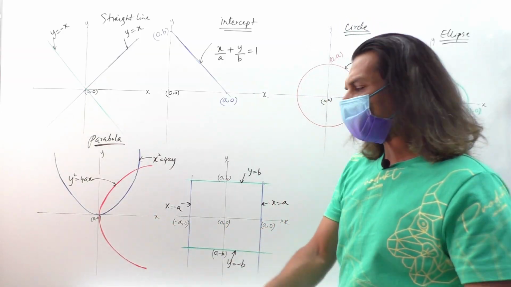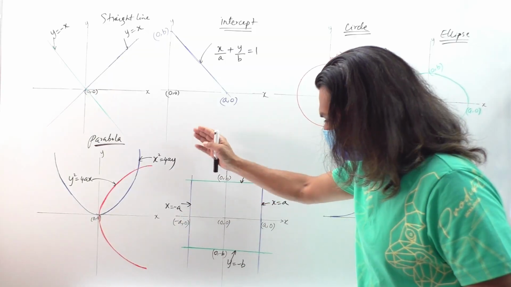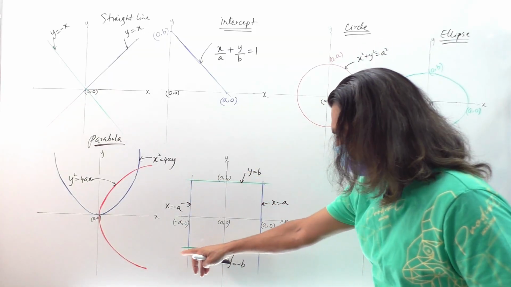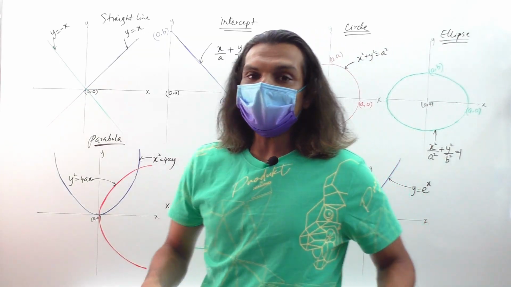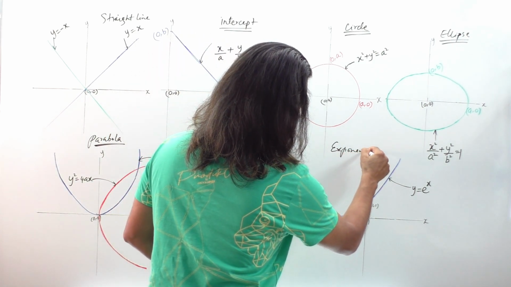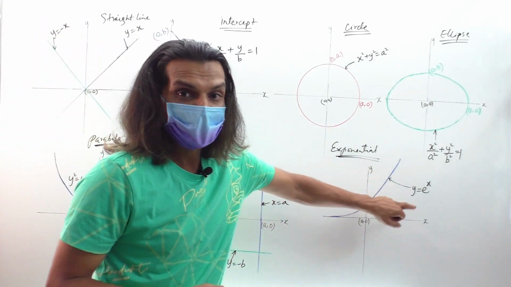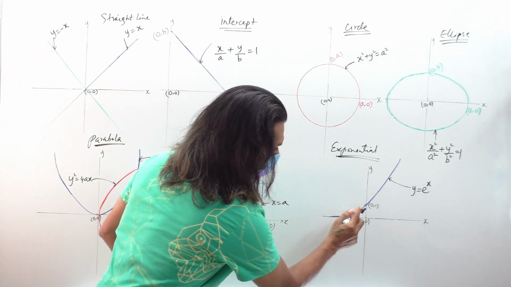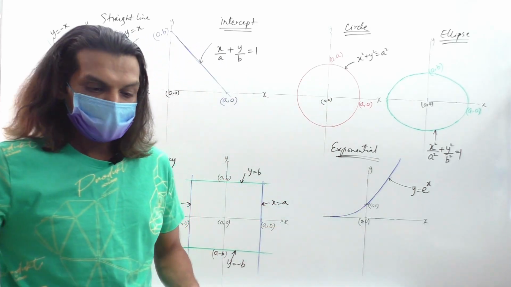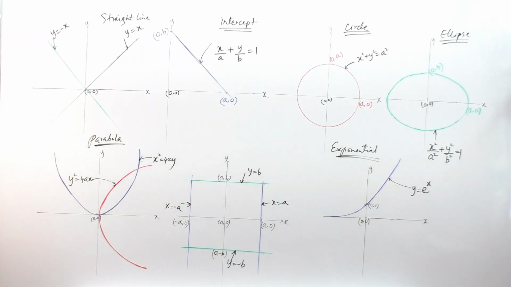The next is very simple. Graph of lines. One is x is equal to a, x is equal to minus a, y is equal to b, and the other is y is equal to minus b. And the last graph is the exponential form, that is y is equal to e raised to x. So the graph simply looks like this. That's all. So see the picture carefully and understand what each graph looks like. It will be very helpful for you in solving the problems.